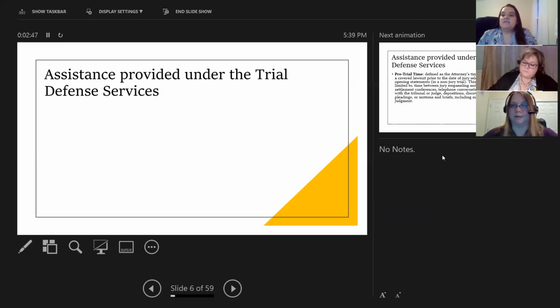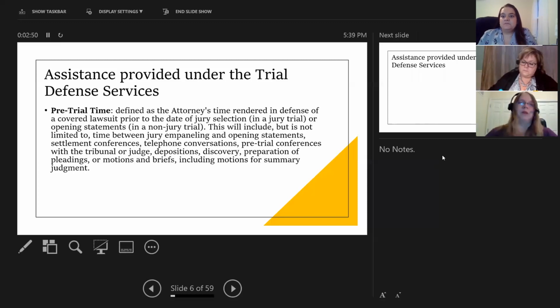Assistance provided under the Trial Defense Services. There are two types of coverage that's provided under the trial defense services. The first is pretrial time. And just to summarize what this slide says, these are things such as responsive pleadings, responding to the complaint, any depositions that need to be taken prior to trial, any type of work letters back and forth with the other side, trying to set up agreements or settlement negotiations, right up to the doorstep of trial. So that's what's considered pretrial time.